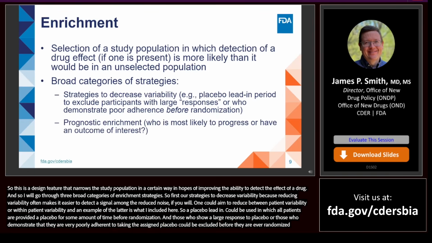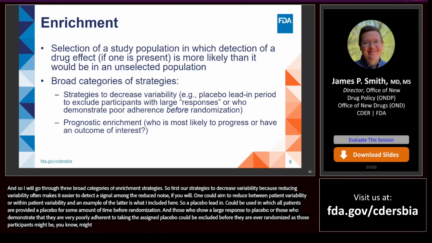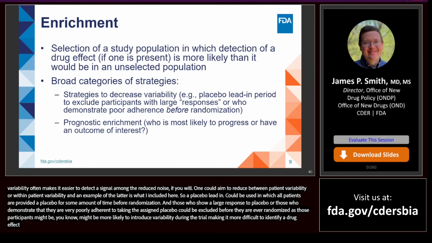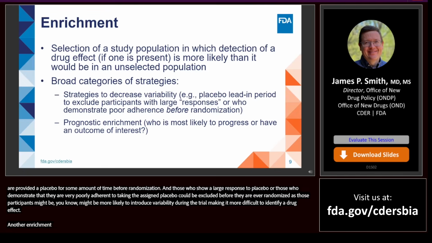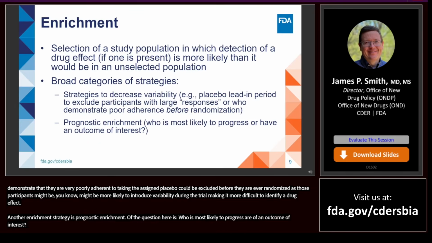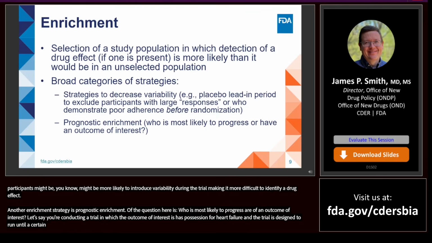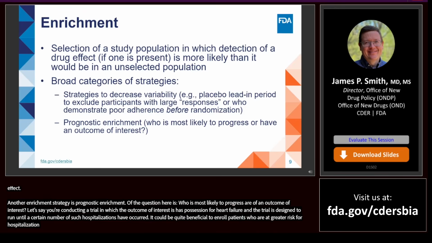Another enrichment strategy is prognostic enrichment. So the question here is, who's most likely to progress or have an outcome of interest? So let's say you're conducting a trial in which the outcome of interest is hospitalization for heart failure, and the trial is designed to run until a certain number of such hospitalizations have occurred. Well, it could be quite beneficial to enroll patients who are at greater risk for hospitalization, like maybe those who have had a hospitalization for heart failure within 1 year of enrollment, or some other characteristic that informs their prognosis, which is why it's prognostic enrichment.